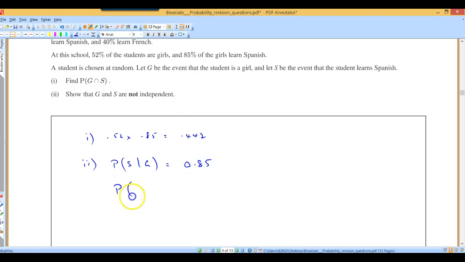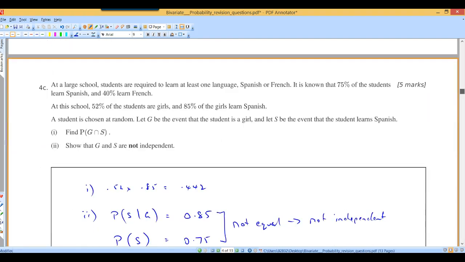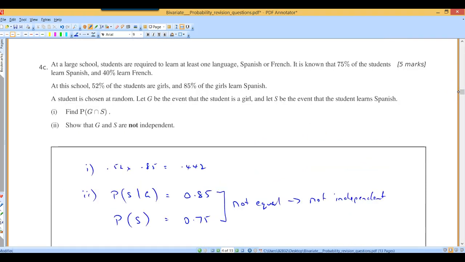And the probability that a student does Spanish is 0.75. These are not equal, so not independent. I think that's probably the easiest way of showing it here. We're told that 75% of the students learn Spanish, but 85% of the girls learn Spanish. So it's clear that they're not independent of each other, the gender and whether they take Spanish or not.